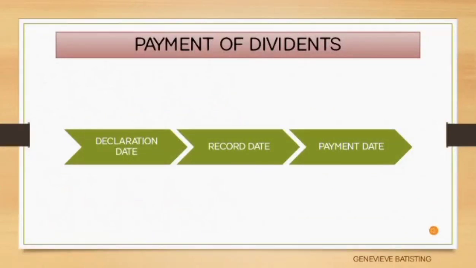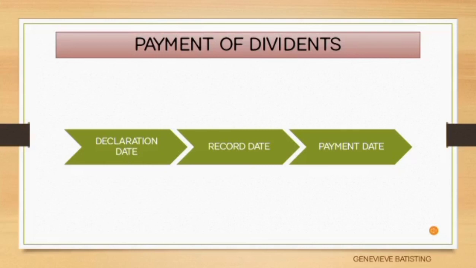Payment of dividends: declaration date, record date, and payment date. Declaration date, October 20, 2016. This is the date on which the Board of Directors officially approves the dividends. Record date, December 1, 2016. This is the date on which the corporation prepares the list of current stockholders as shown on its records.